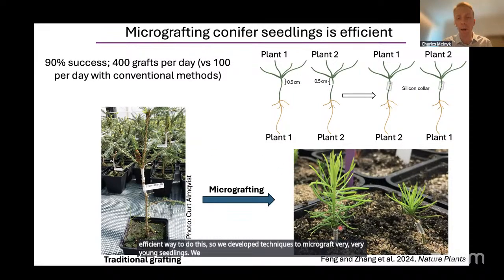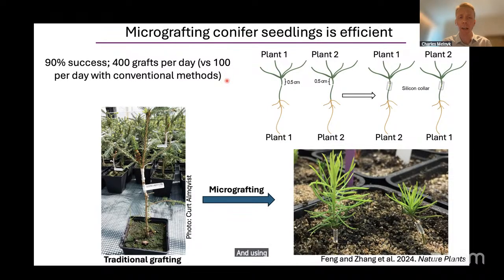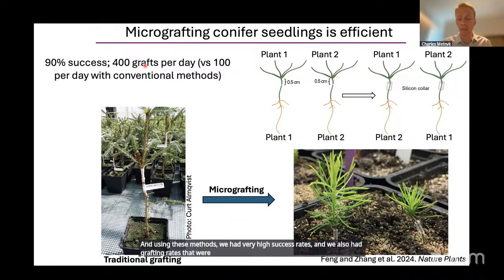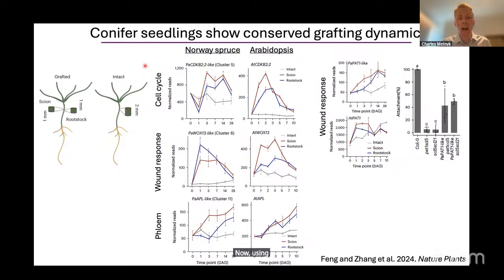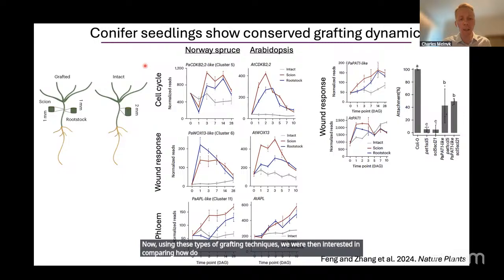We do it primarily in vitro, but here you can see some examples where we've actually grafted the trees growing in soil with a little collar. And using these methods, we had very high success rates, and we also had grafting rates that were 4 times faster than traditional grafting. Now, using these types of grafting techniques, we were then interested in comparing how gymnosperms compare to dicots in terms of their grafting dynamics.